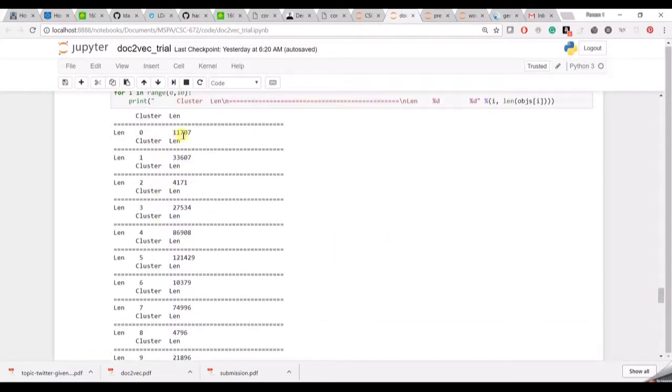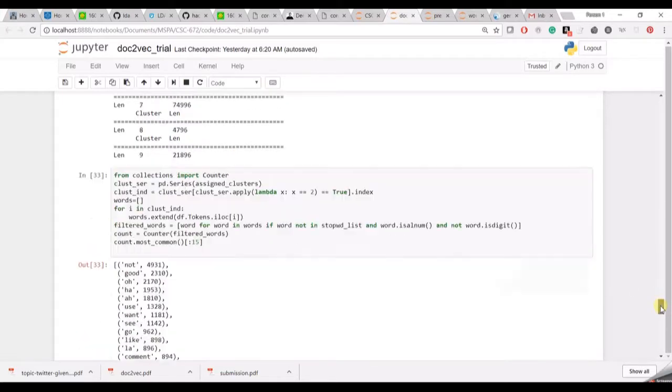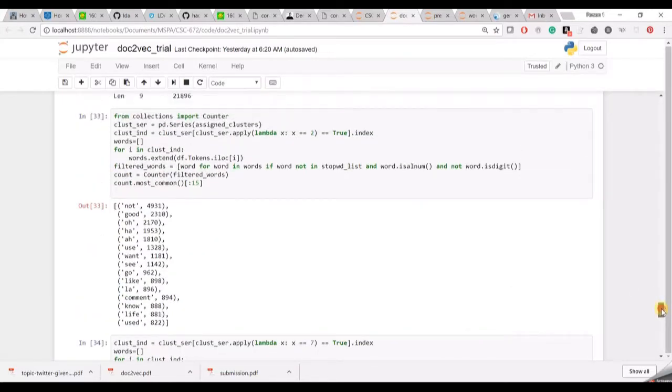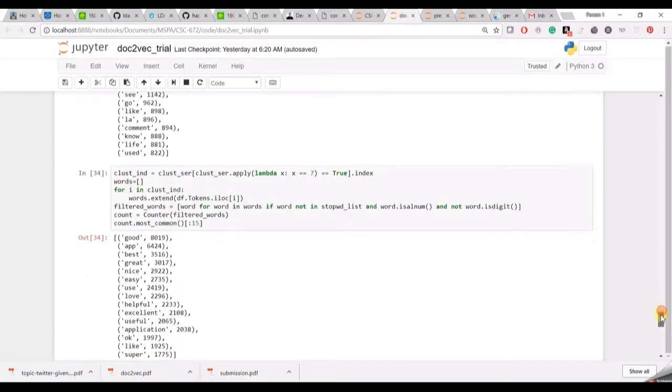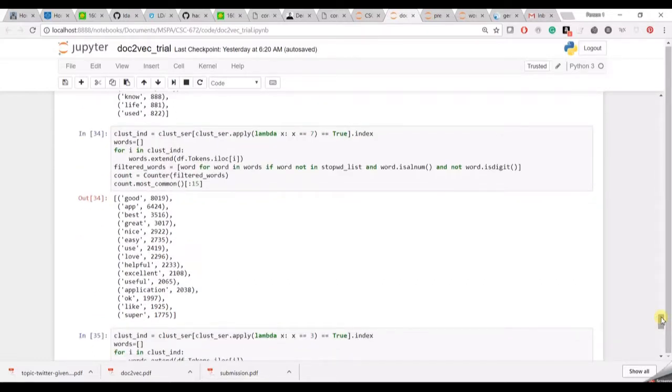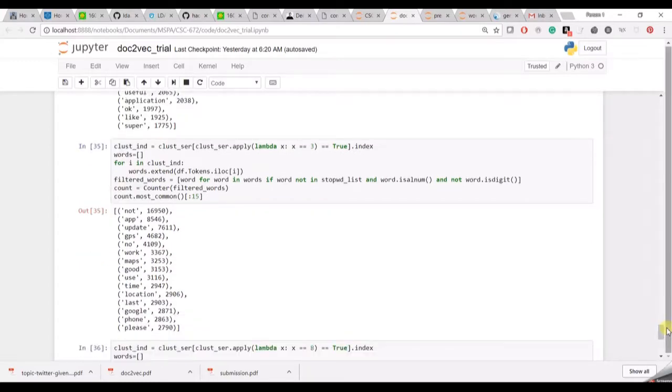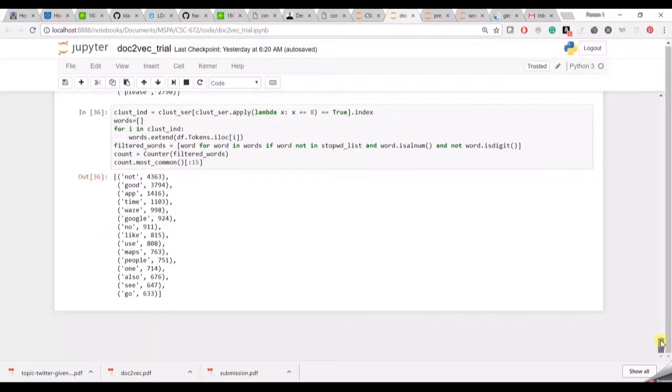Now let's examine the most common 15 words from each of these clusters. We see that cluster number 2 has all two and three lettered words, not really any information. Cluster number 7 looks like a positive word cluster. Cluster number 3 is kind of a mixture of negative and positive words, and cluster number 8 again takes on the same as cluster number 3. All of these clusters do not really represent any topic or any theme as such.